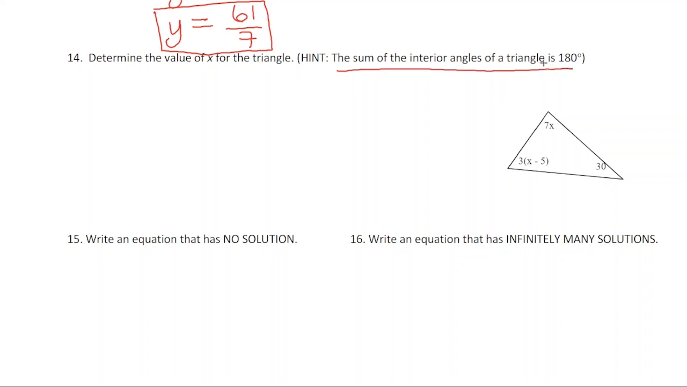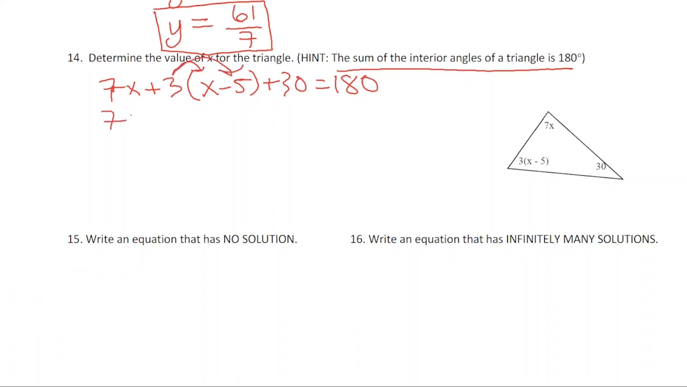I wasn't going to put this hint there, but I thought, you know what, I'm going to cut you all some slack, especially this early in the year, and just go ahead and tell you that. So we're going to set it up and solve it just like the last one. 7x plus 3 times x minus 5 plus 30 should equal 180. So we're going to group our terms. Oh, no, before we group, we need to distribute. How about that?